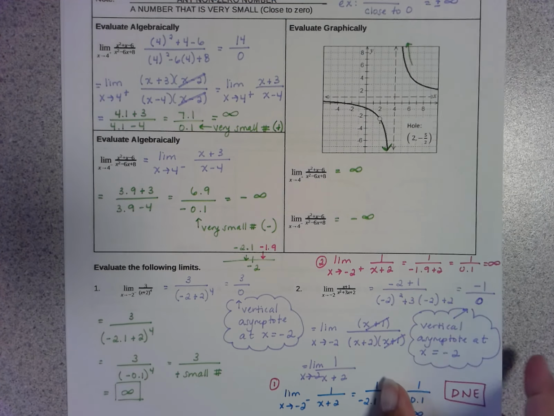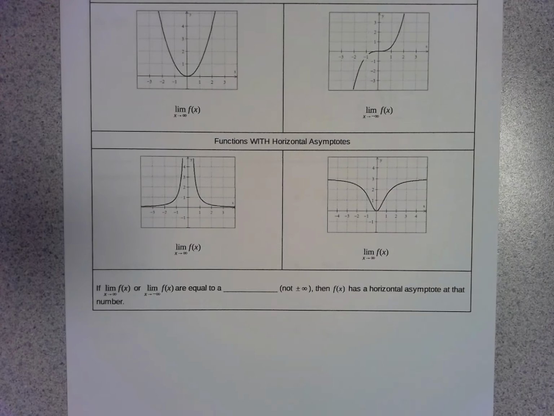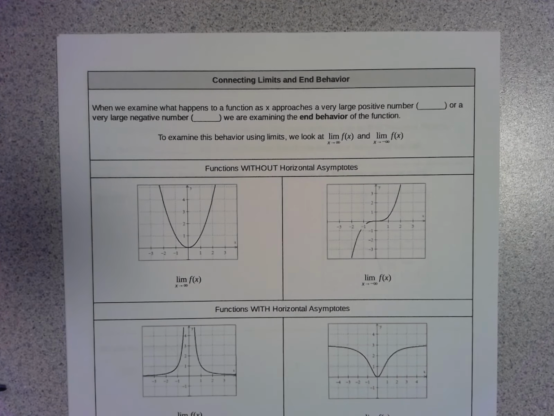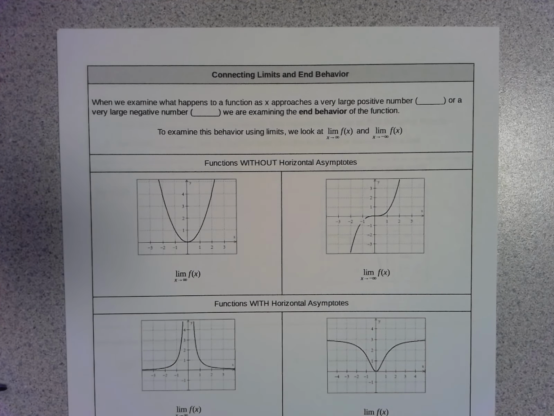Now that kind of concludes our thinking about vertical asymptotes and limits with infinity. The next thing we're going to be doing is connecting end behavior and limits. So one of our learning targets was to look at the limit as x approaches positive and negative infinity, and this is where we're going to start to do that.